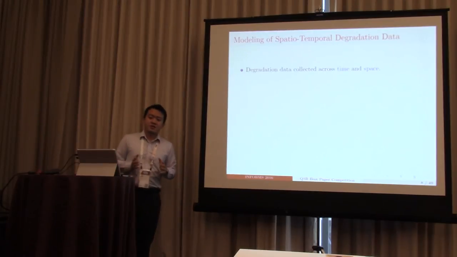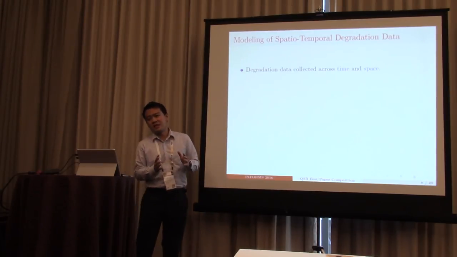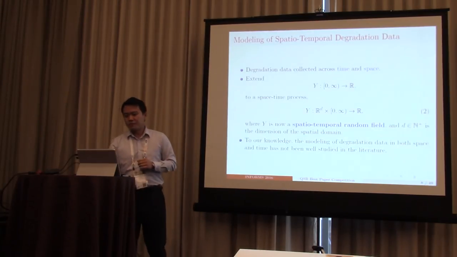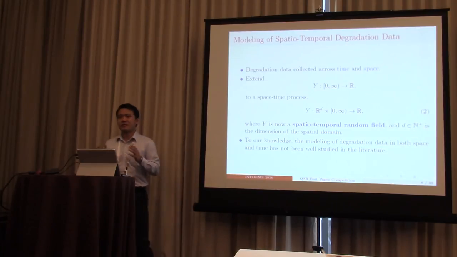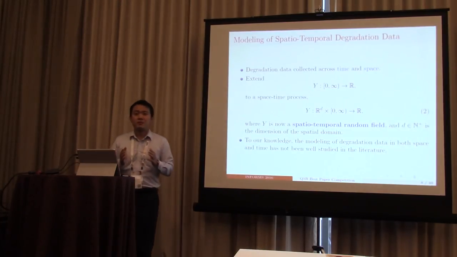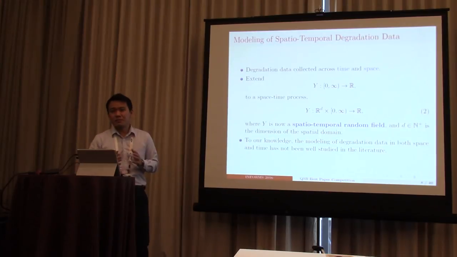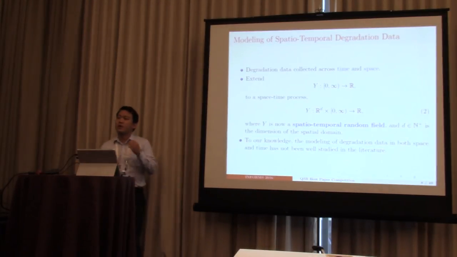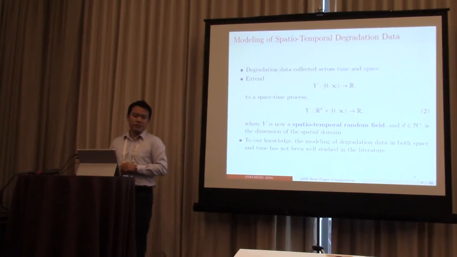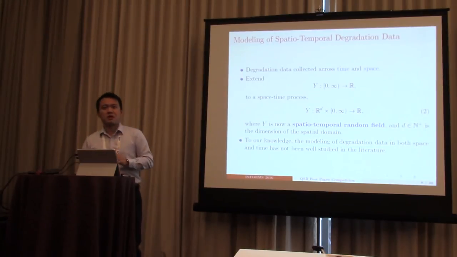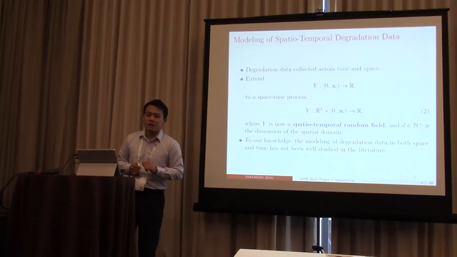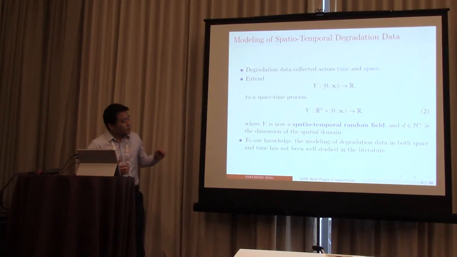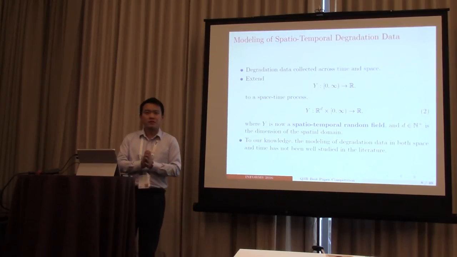Just imagine that if we follow the existing modeling approach, naturally, probably what we can do is to extend the pure time-dependent stochastic process to a space-time process. That means we're looking for a spatial-temporal random field, and we hope that this random field can be used to approximate some spatial-temporal degradation process for real problems. To our knowledge, this problem has not been well studied.